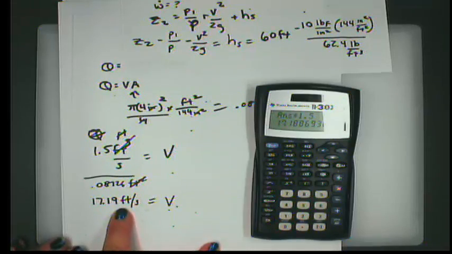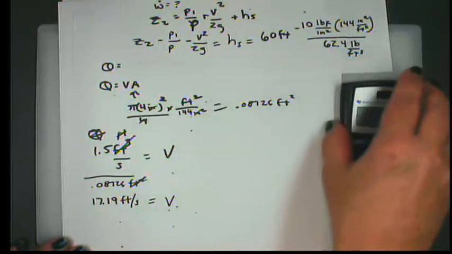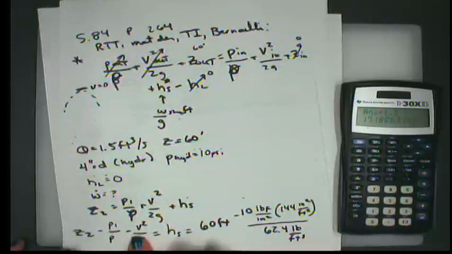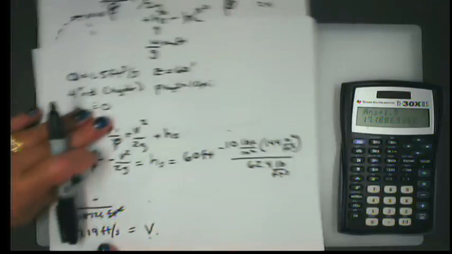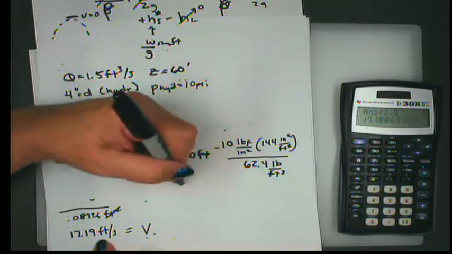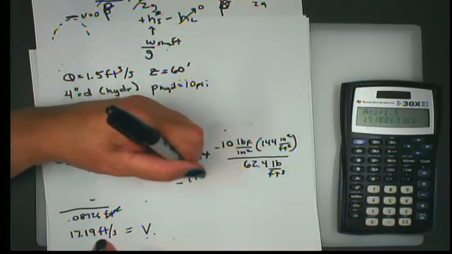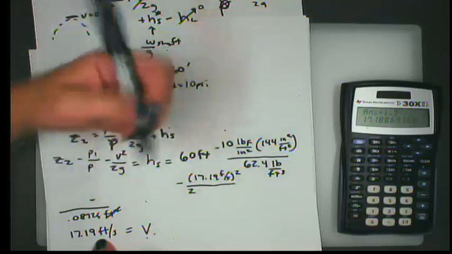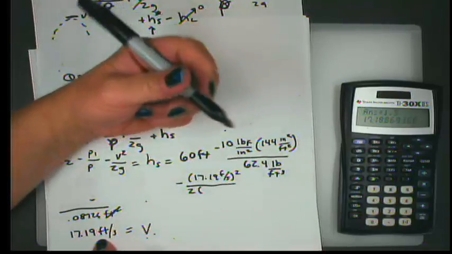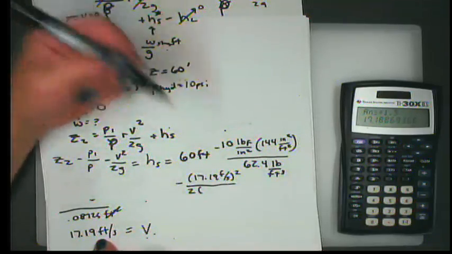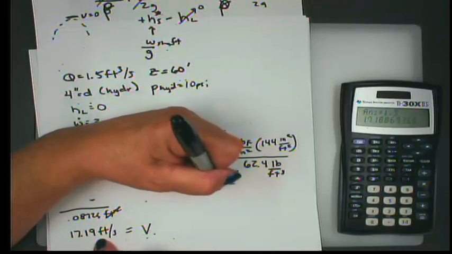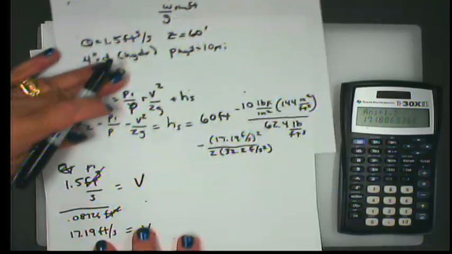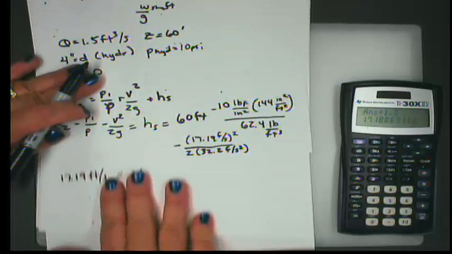All right, so that's the value that's going to go into this equation at this point. Continuing then, all of my units are resolved. It's going to be minus (17.19 feet per second) squared over 2g. G in the SI system would be 9.8 meters per second squared. In US units, it's 32.2 feet per second squared. Those are my terms.